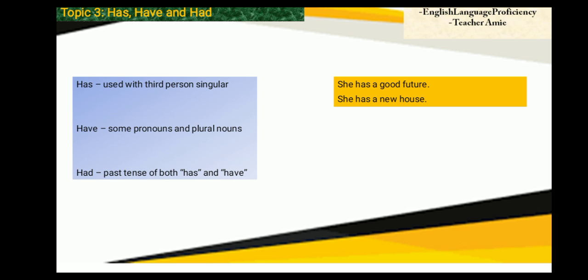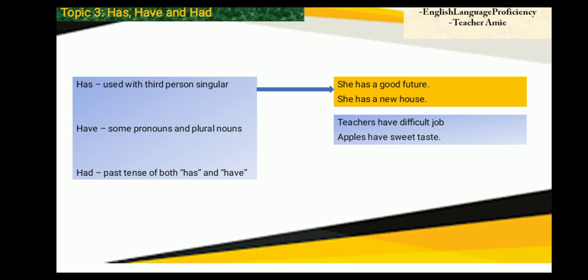Say, for example, she has a good future. She is a third person singular, so you use the verb has. How about have? Teachers have difficult jobs. Apples have sweet taste. So when you try to observe it, these nouns are in plural form, therefore you use the verb have.